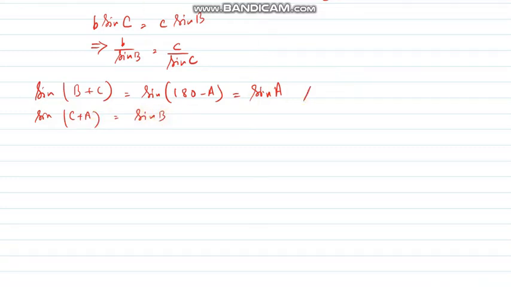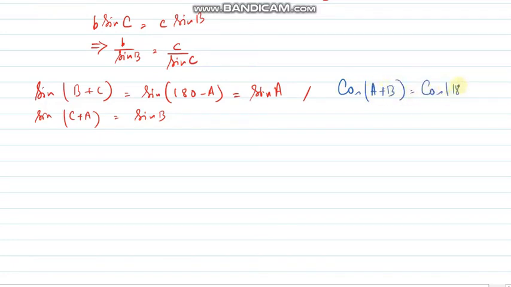But for cos, cos of A plus B is equal to cos of 180 minus C. In the second quadrant cos is negative, so this will be minus cos C. Similarly, tan of A plus B will be minus tan C if I apply the formula. So this is all we have in the sine formula.